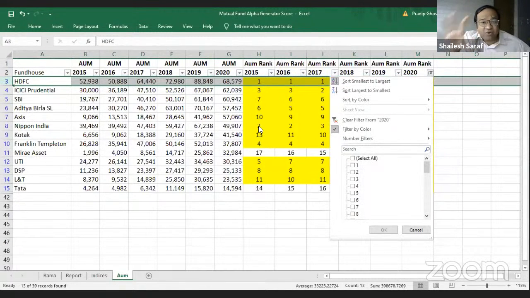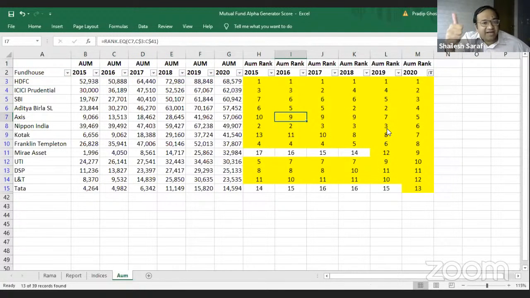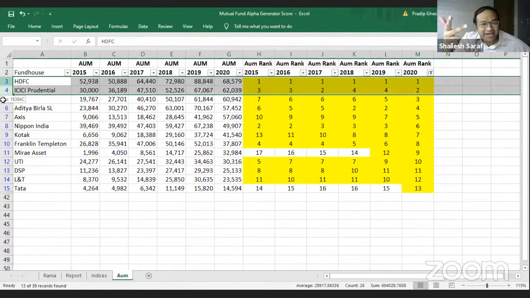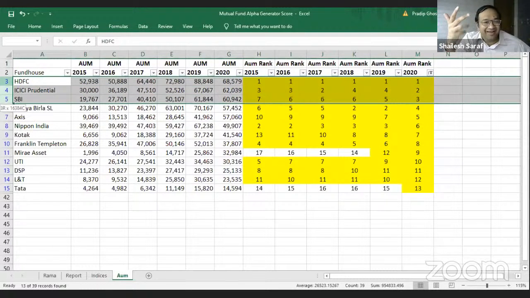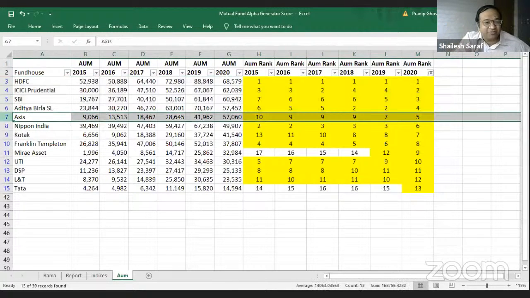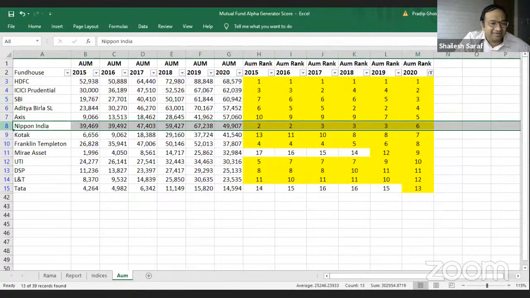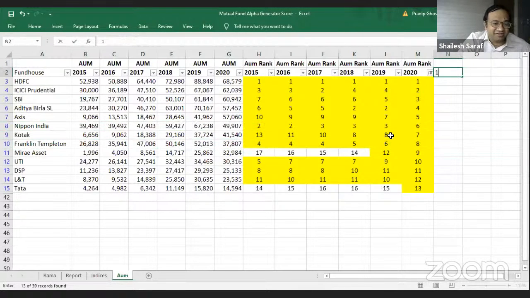So this is the AUM rank, highest AUM. HDFC worst performer, ICICI Prudential worst performer, SBI worst performer, Aditya Birla worst performer. Only Axis has increased, and Nippon is the worst performer. Franklin has also done very badly. So this is the ranking for AUM. This is not the return ranking, it is the amount of money they had from history.